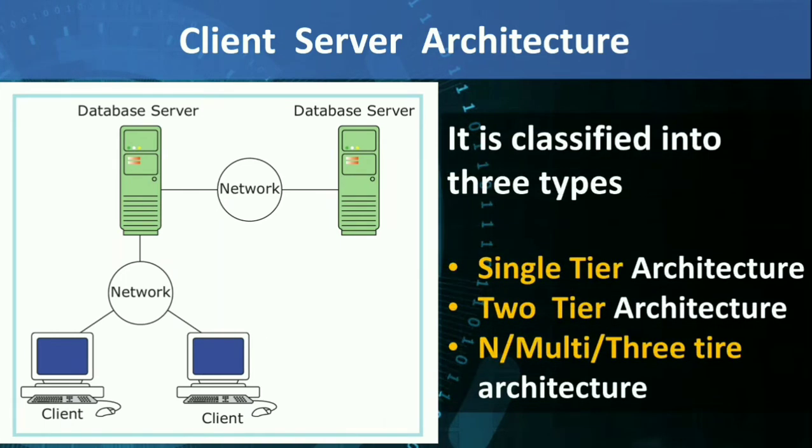And this client server architecture is classified into three types. The first one is single tier architecture, the second one is two tier architecture, and the third one is three tier architecture, which is also called multi tier and n tier.